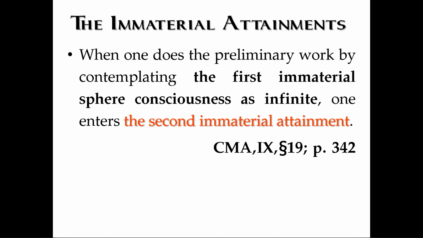Infinite space. When you want to attain the second immaterial jhana, you have to change your meditation object to infinite consciousness. But here, infinite consciousness means the immaterial sphere consciousness. In the first immaterial jhana, your mind contemplates infinite space. So now you change to infinite consciousness, the mind that can contemplate infinite space. In that way, you attain the second immaterial attainment.